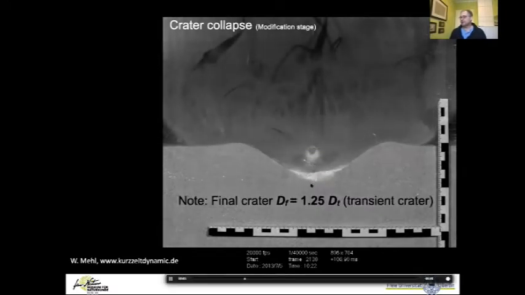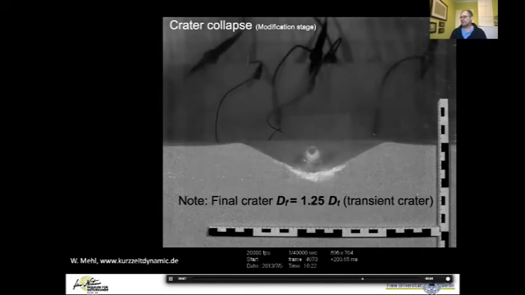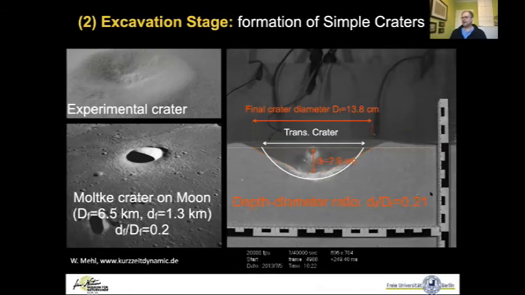Here, I'll let it go to the very end. You see at the end, the final crater is a little bit bigger than the transient crater. It's about 25% larger. That varies a little bit, depending also on gravity. And these are the profiles of these two stages you can compare. And when you compare such a crater, in terms of its ratios and everything, with a typical simple crater on the moon, this is the Moltke crater, you see quite a nice relation. So we are able to reproduce the formation of a simple crater in a laboratory by using granular material, reducing strengths, and then we end up with something very similar.